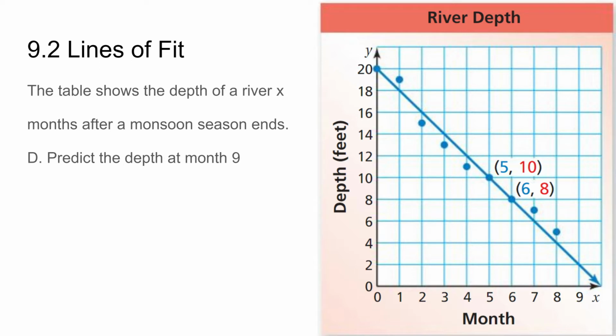Here it says predict the depth at month 9. So all we have to do is look at our line of fit and find month 9. So these are the months. Month 9 is right here. We go and follow it up to the line, and we see that it has a depth of 2.